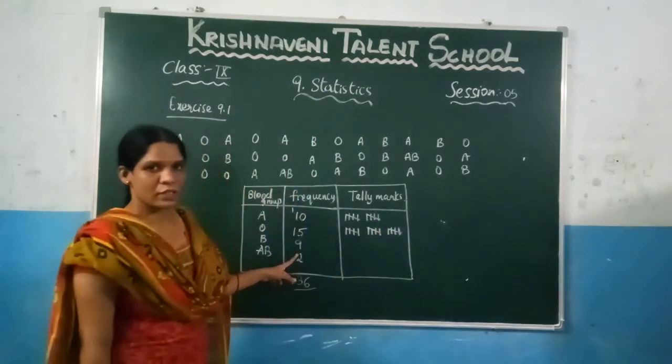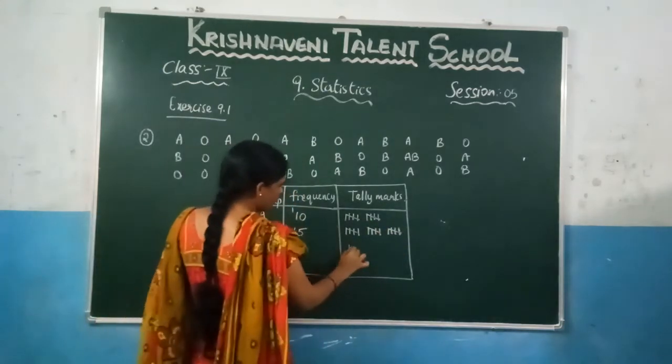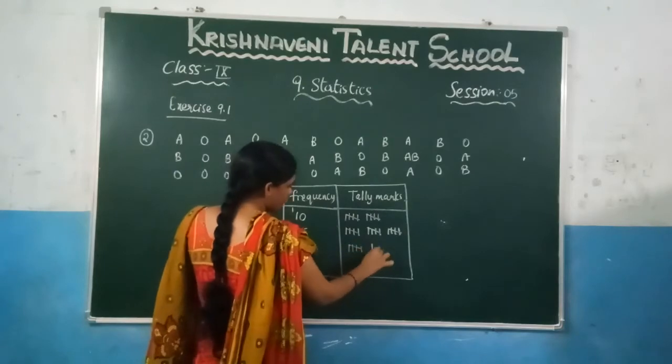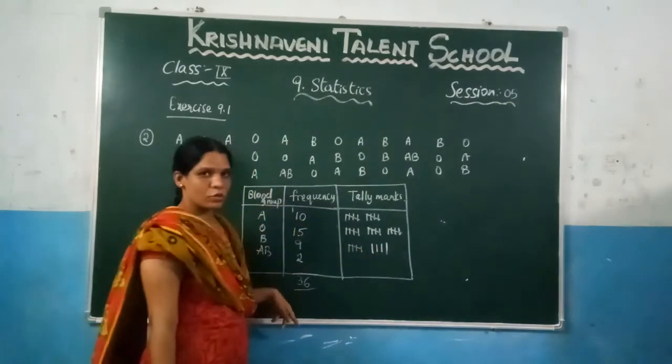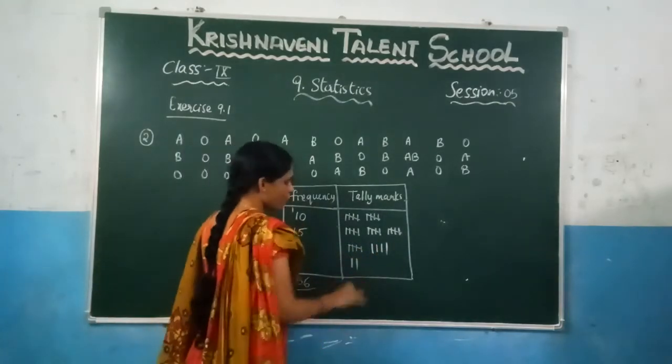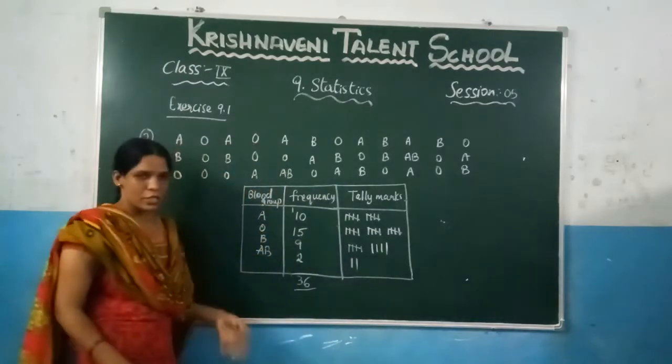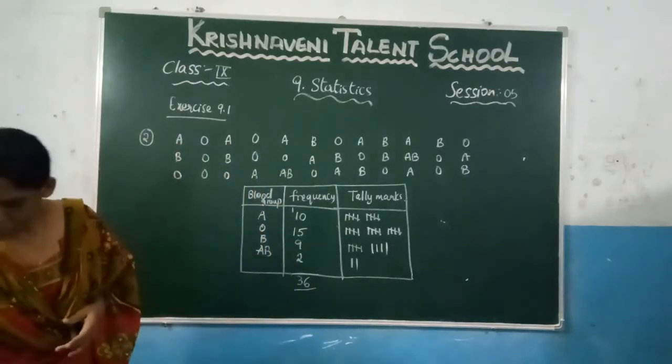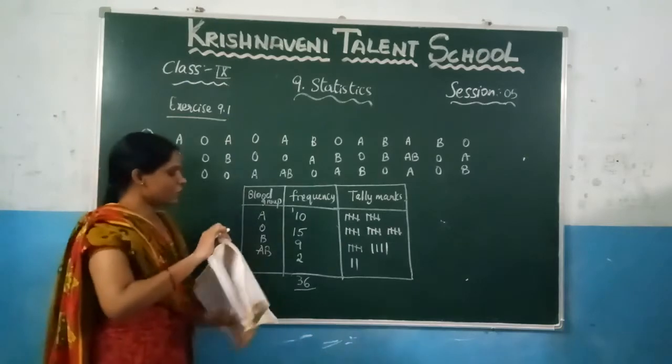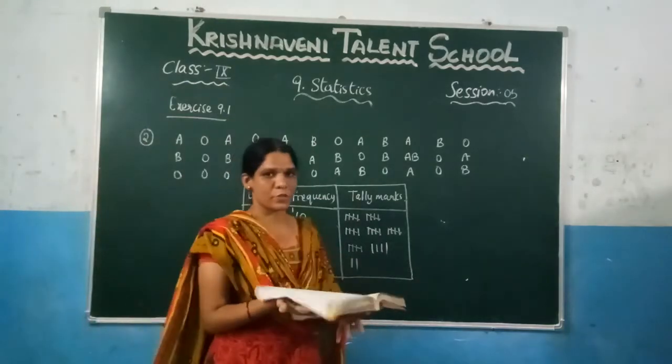Now go for the next one. You need to draw here 9 lines: 1, 2, 3, 4, 5, 6, 7, 8, 9. Now let us go for the next one, which is 2. Now the question is not completed yet. Here, based on the data, we have drawn the frequency distribution table.